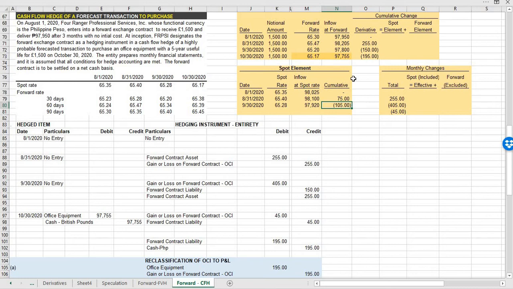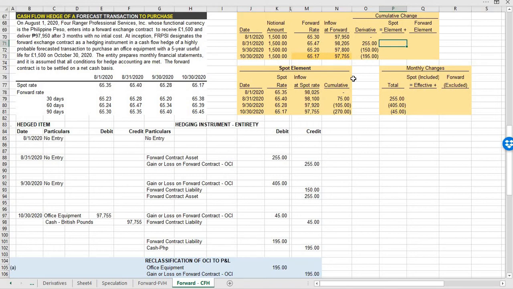Then, next date tayo, the settlement date, October 30, 2020. So, ang spot rate dito is 65.17 at i-multiply ito sa notional amount. Ang sagot ay 97,755. At ang cumulative change natin is 270. So, from 98,025, the inflow based on the August 1 spot rate hanggang sa naging 65.17 spot rate at date of settlement, naging 97,755. Kaya ang cumulative change natin is a decrease of 270. So, ngayon, nakompute na natin yung cumulative change ng spot rates.